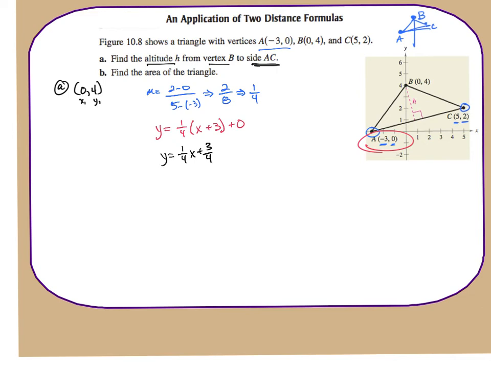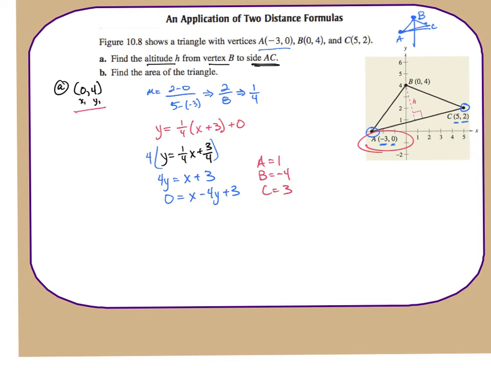Well, they're fractions, so we need to multiply everything by that denominator because we need whole integers. So we need to multiply by 4. So now I end up with 4y is equal to x plus 3. It's still not in standard form, so we need to subtract 4y. So now I have 0 is equal to x minus 4y plus 3. Now I actually have it in the form that I need. So my a is equal to 1, my b is equal to -4, and my c is equal to 3.